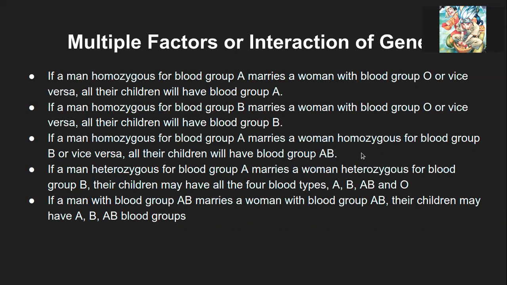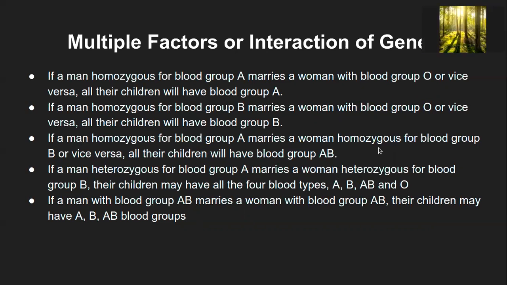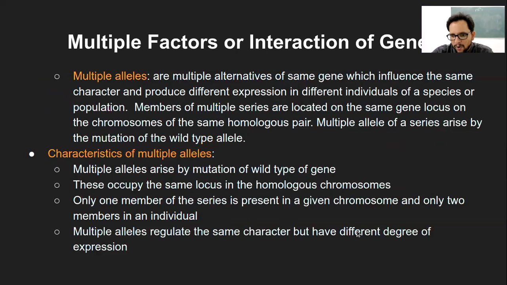But the multiple alleles aren't there in the same person, right? I think it means you can have any two of the three. Is that what multiple alleles is here? There are three separate alleles, but you can have any two of them. Again, if you go back to this statement, multiple alleles regulate the same character but have different degree of expression. Are you getting it now?